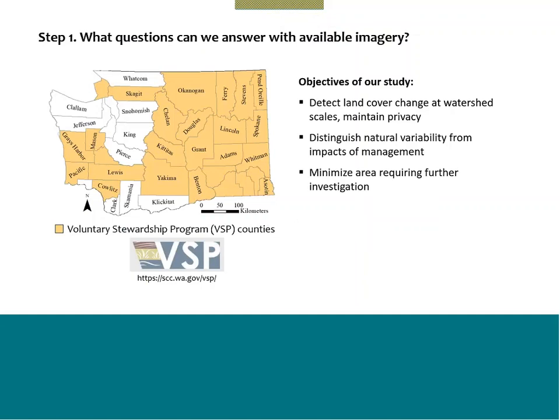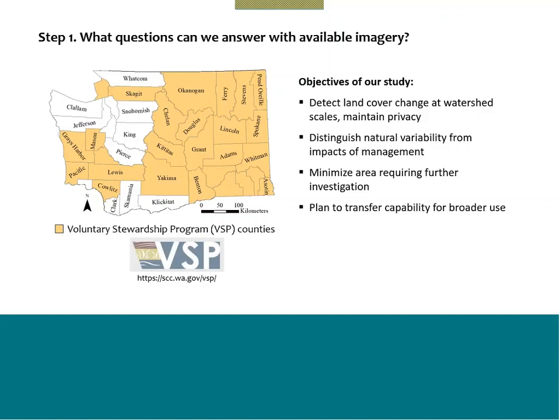And then how can we systematically minimize the area that requires further investigation? So from the perspective of saying, where do we need to figure out what's happening on the ground, we can narrow down the places that need to be visited or further investigated.